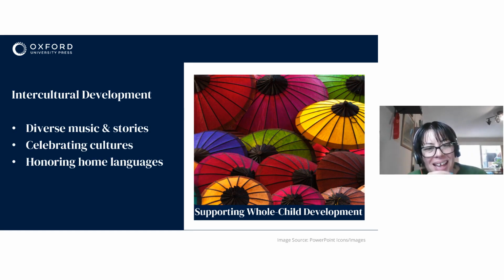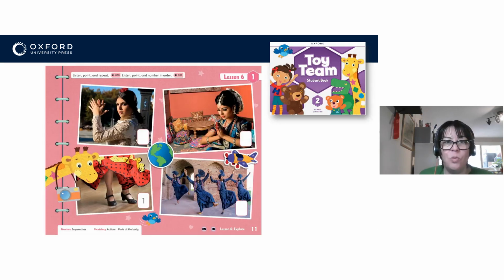What do I mean by that? They want to talk to each other, but they don't know how. They haven't had the same level of input in these situations. So, what can we do? Providing opportunities to learn how we interact. How do we do that? We can do that by celebrating the cultures around us. We can do that by bringing in diverse music and stories and honoring the home languages as well.